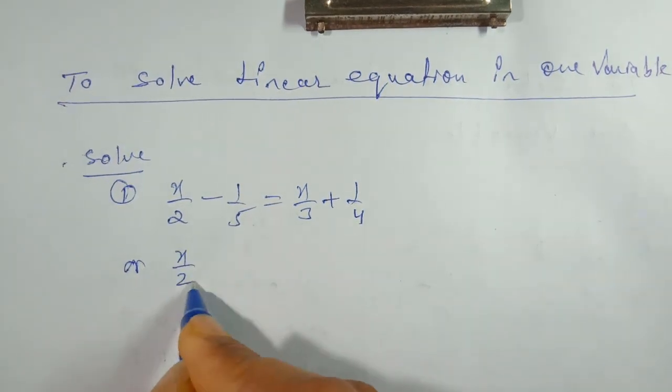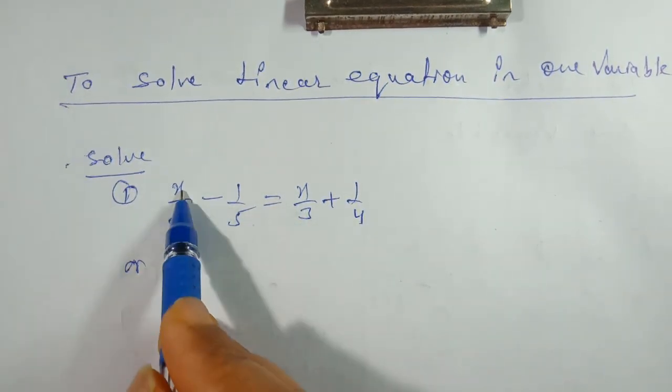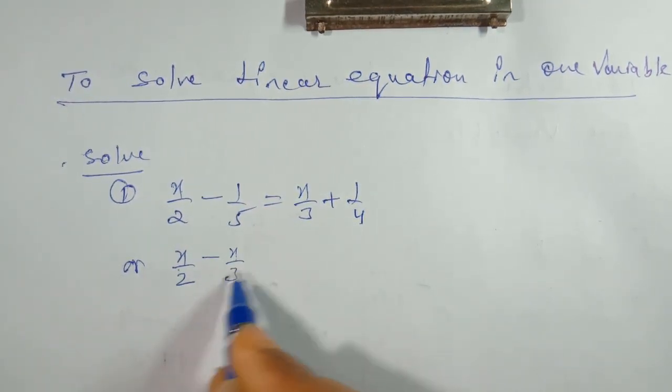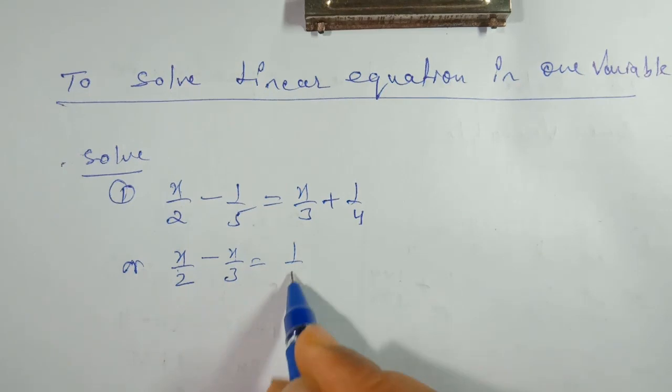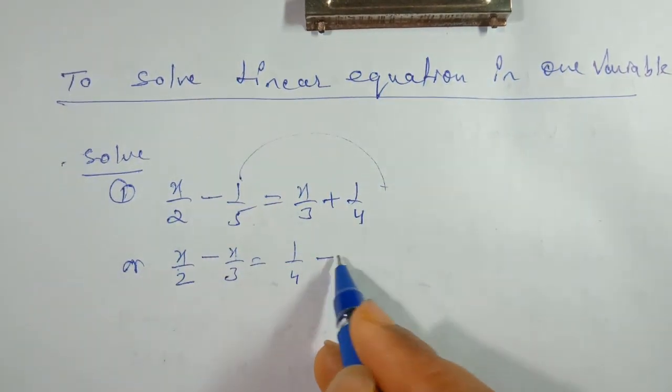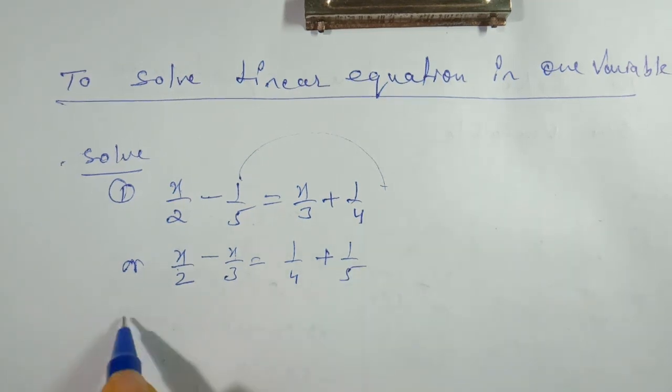We have to take both the x terms on one side. This x by 2 will remain here, plus x by 3 will change into minus x by 3 on the other side. 1 by 4 will remain here and this 1 by 5 will move to the other side, changing its sign, so it will be plus 1 by 5.